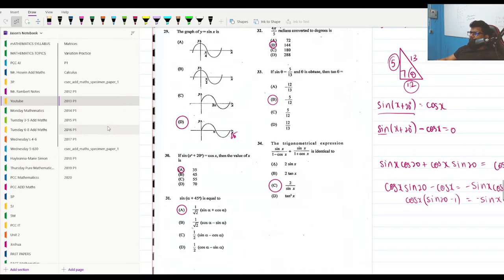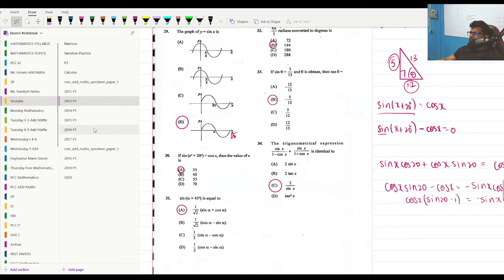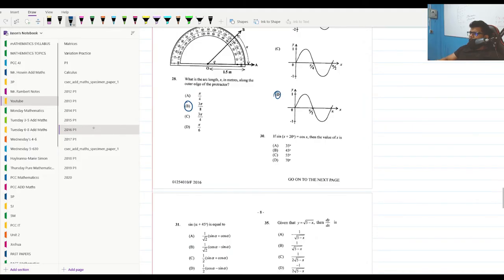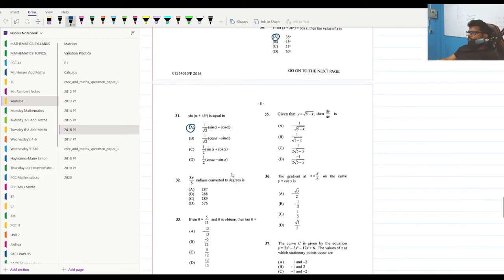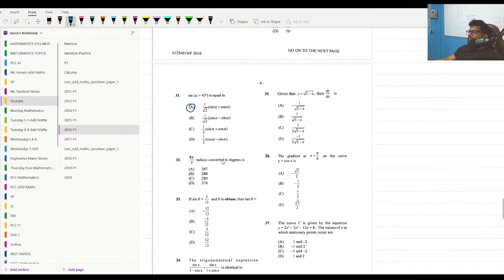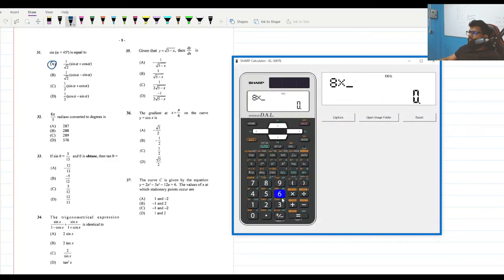x plus 20 is cosine x. So the answer was 35 degrees. Right, alpha plus 45 is going to be A. Correct everything so far. 8 pi on 5 radians, we could calculate it. 8 pi over 5 multiplied by 180 over pi. The pi's cancel. 8 by 180 divided by 5. 288 degrees.